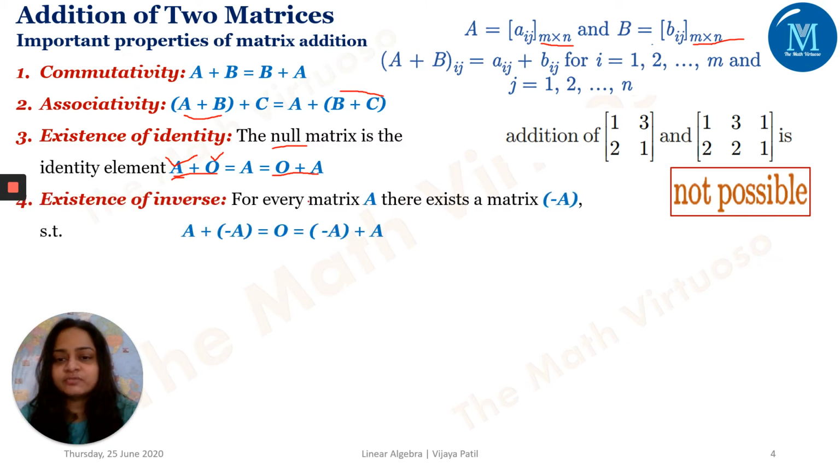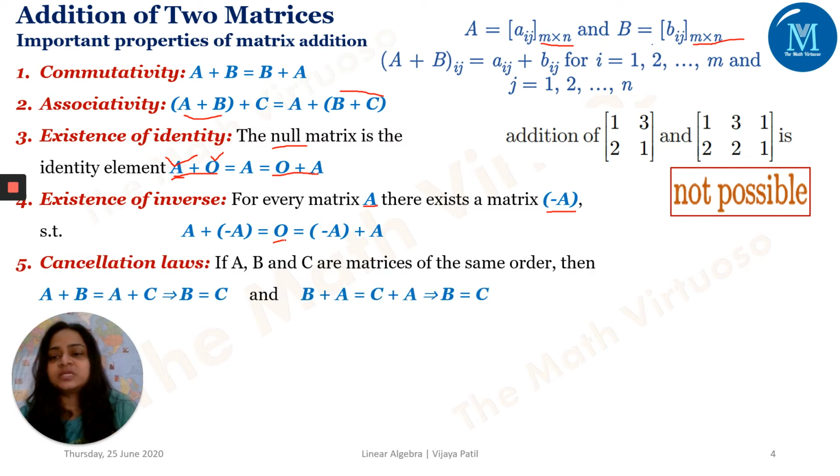Okay, the existence of inverse: if I have matrix A, then after multiplying each and every element of that A with a minus sign, I'll get the inverse. What do we mean by existence of inverse? If I add both of them, I should get my identity element. That is, I should get a 0 or a null matrix. So these are nothing but the properties of addition of two matrices.